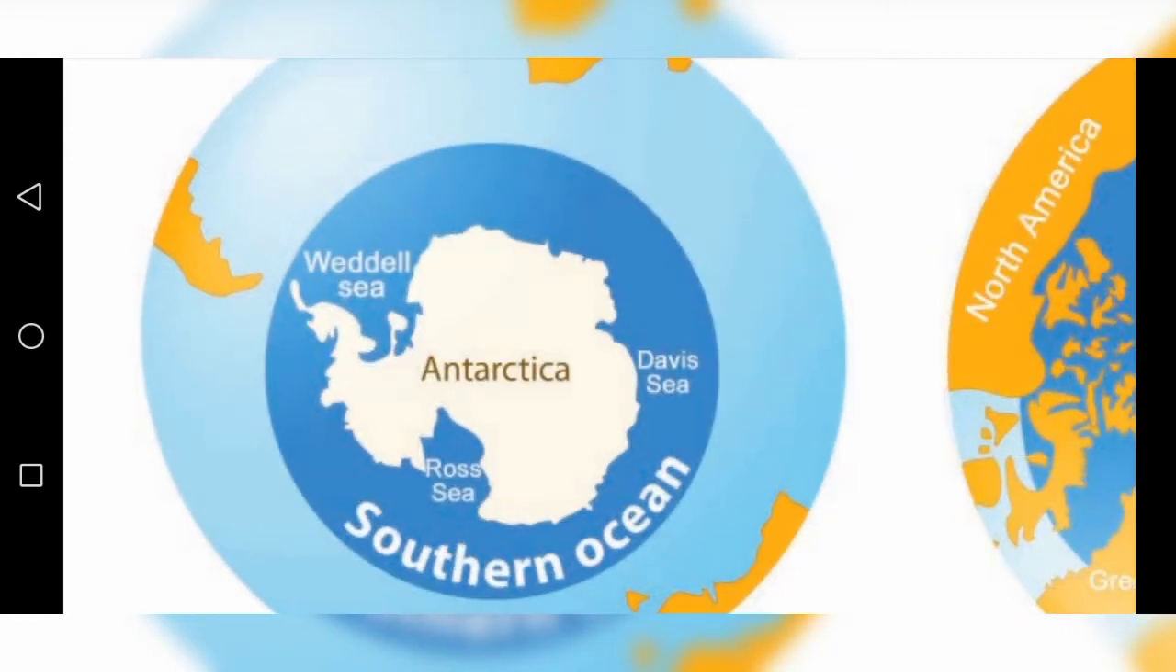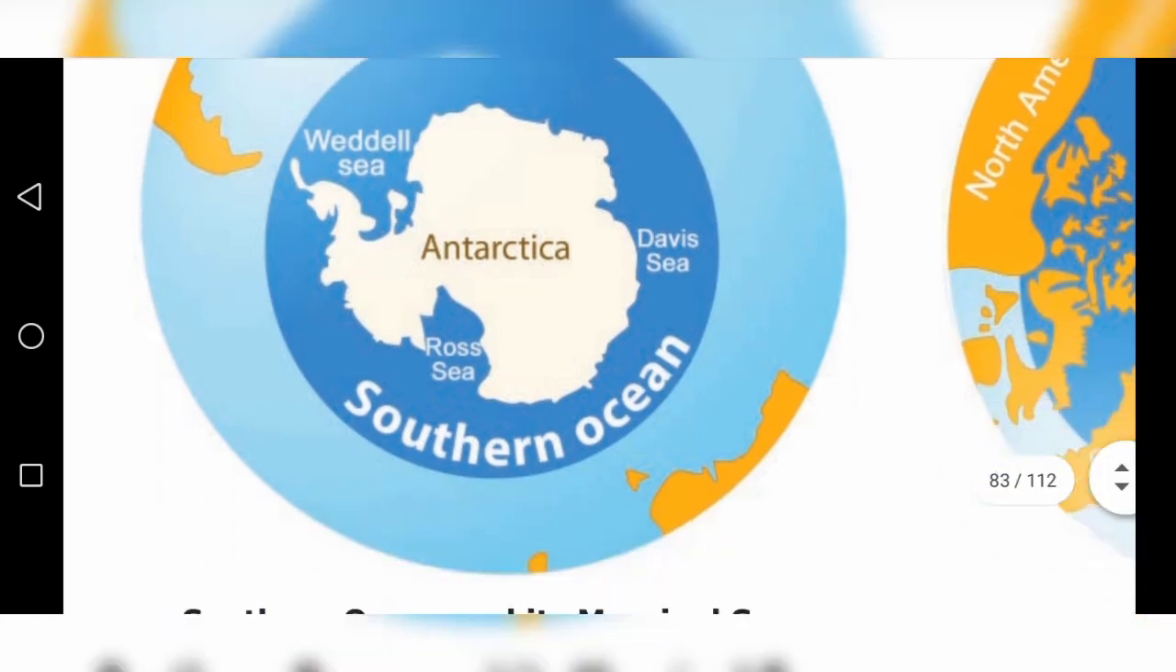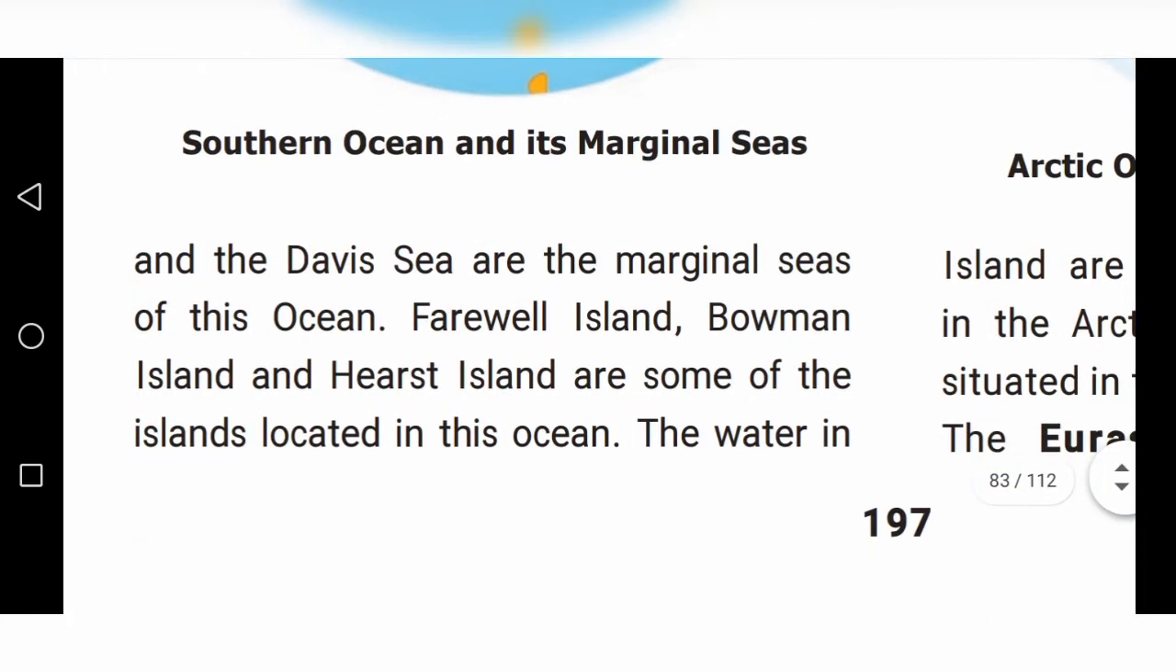Next one, the Weddell Sea and Davis Sea are the marginal seas of this ocean. This means the Southern Ocean. Farewell Island, Bowman Island and Hearst Island are some of the islands located in this ocean.